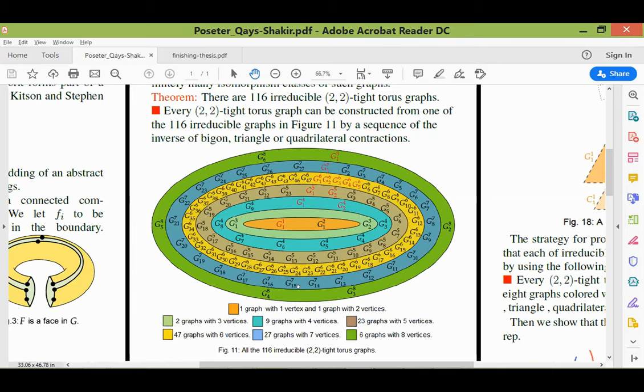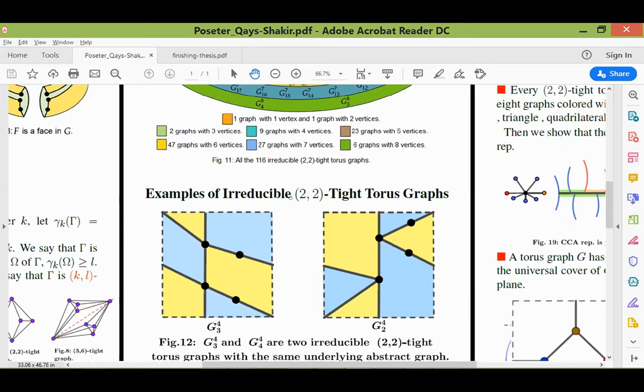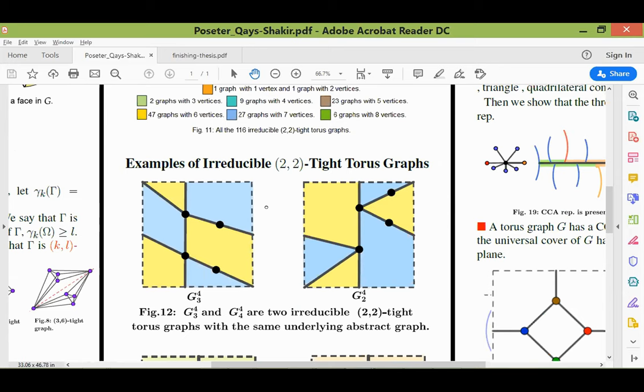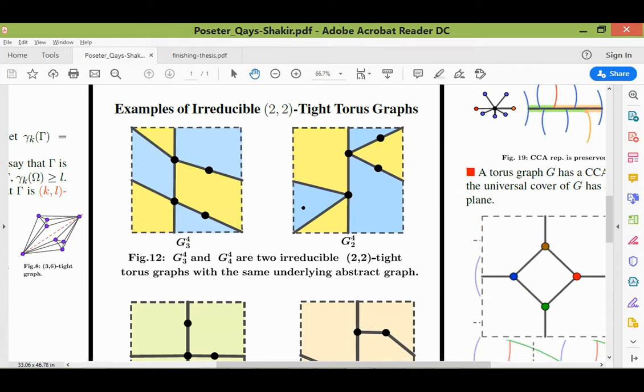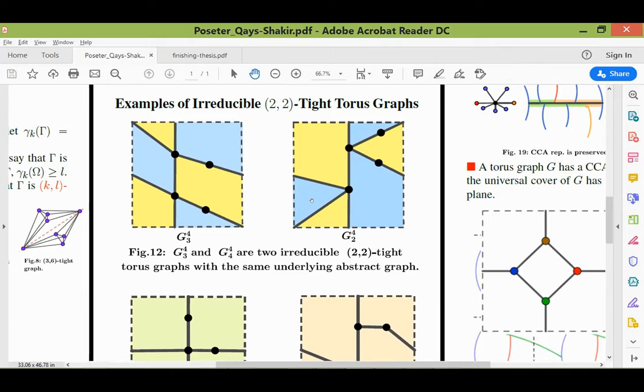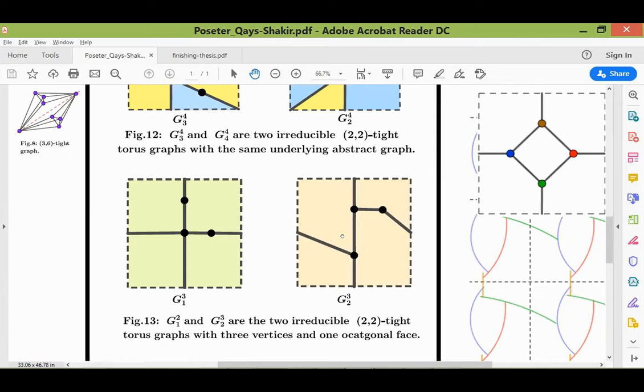Before that, let me show some examples of such graphs. For example, this one is a reducible graph. Both of them are reducible graphs with four vertices. However, the underlying graphs of each of them are isomorphic to each other. And these are also reducible graphs with three vertices. Each of them has one face, and that face is an orthogonal face. If you just count it, you will find it is just one face of degree 8.